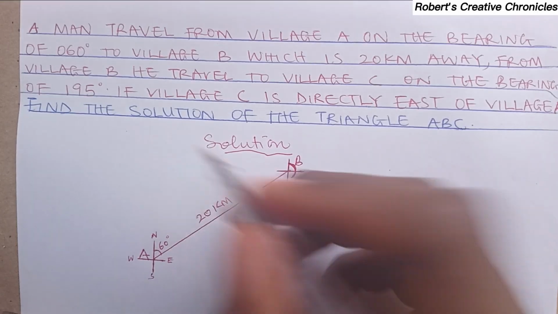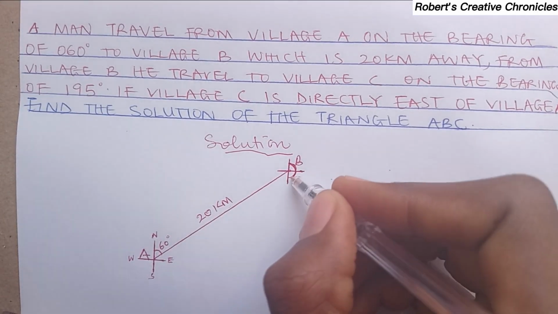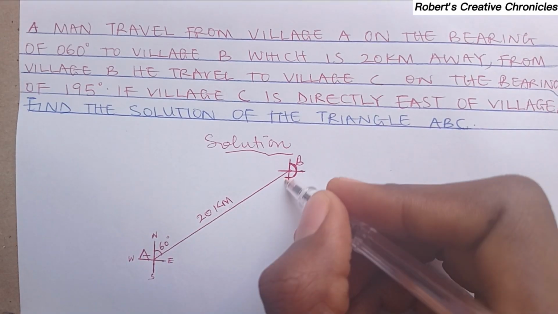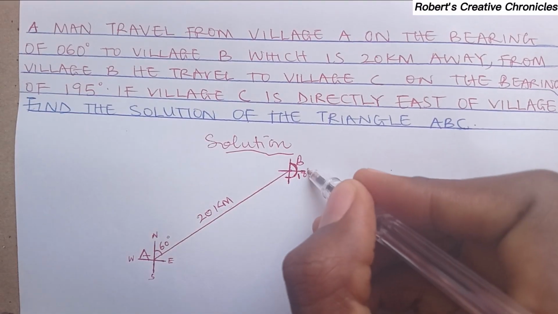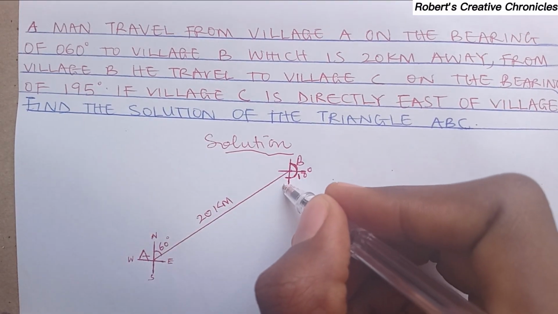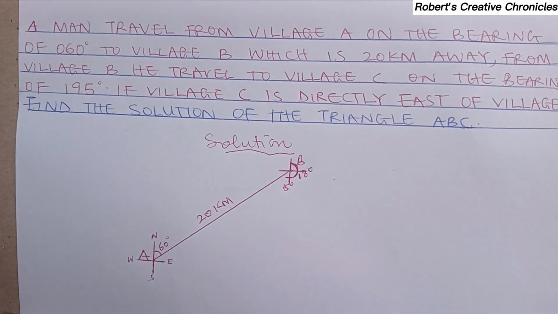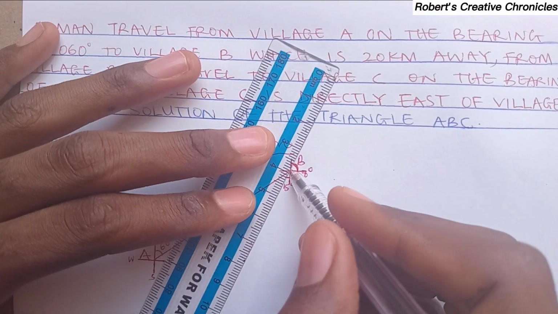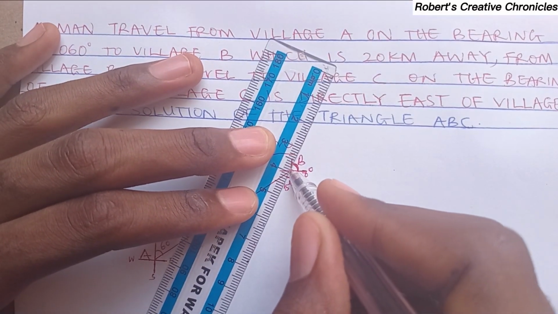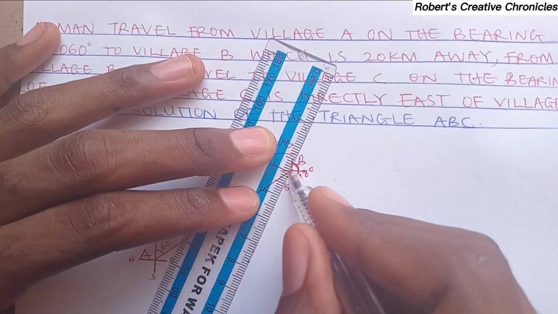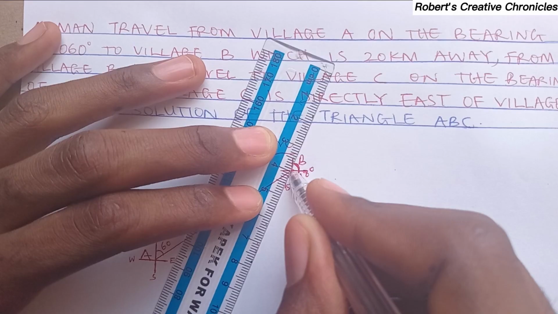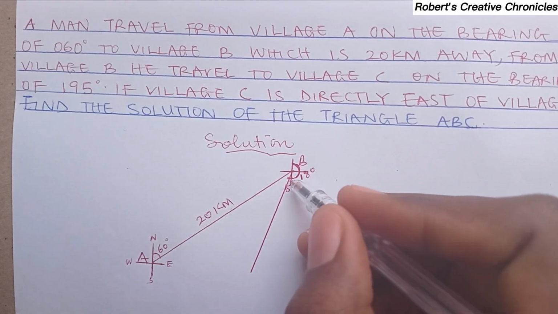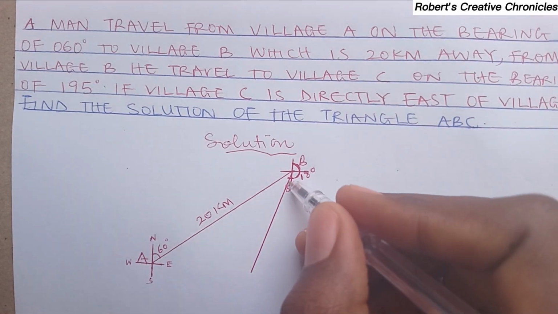So here 195 was specified. So here if we move, here is 180. Then 15 degrees added. So it will be something here. So here will be 180 degrees. Then here is 15 degrees. So it will be somewhere here. So we draw it. So here is 15. This small one is 15.